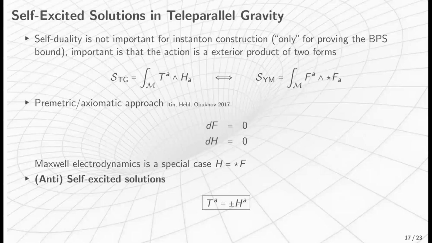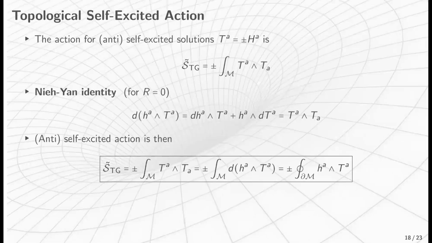So if you do this, you can definitely try to consider such solutions which satisfy this property, and if you do it, you actually obtain something interesting. Then your teleparallel gravity action for such solutions turns into just torsion wedge torsion. And this torsion wedge torsion is actually quite interesting because that turns out to be a topological term as well.